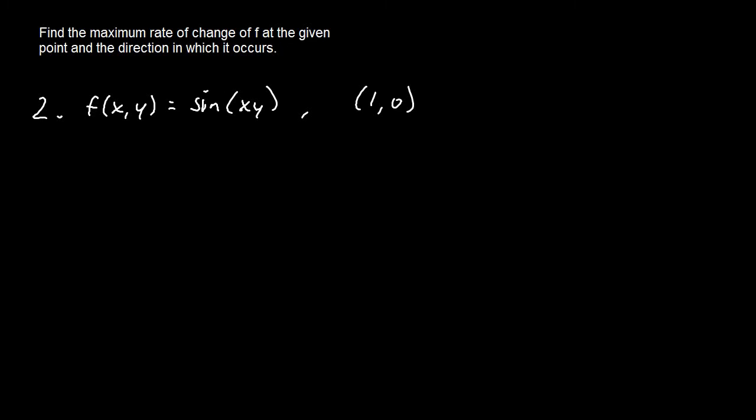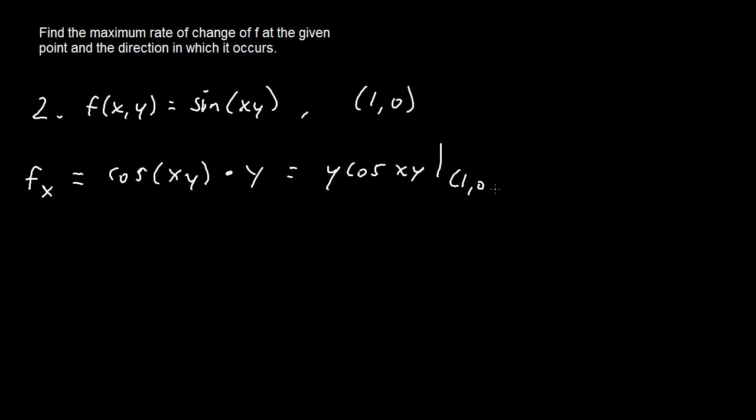So now for number 2, we have f of x and y equals sine of x times y, and we have the point 1, 0. So first let's go ahead and find f sub x and evaluate it at the point 1, 0. So f sub x, if x is the variable, y is the constant, so the derivative of sine is going to be cosine. We keep the inside function the same, and then we multiply by the derivative of the inside function. So the partial derivative of xy is just simply going to be y. So then we're going to get y times cosine of x times y. So now if we evaluate it at 1, 0, we get 0 times cosine of 0, which is simply 0.